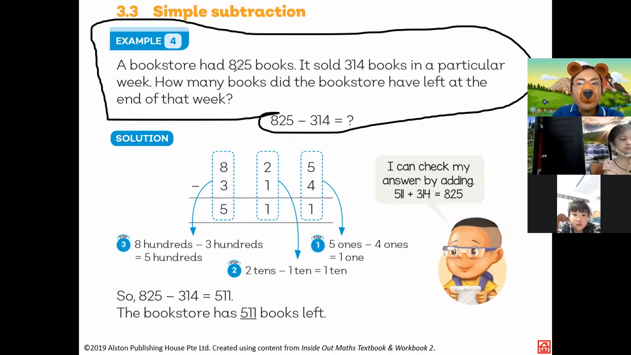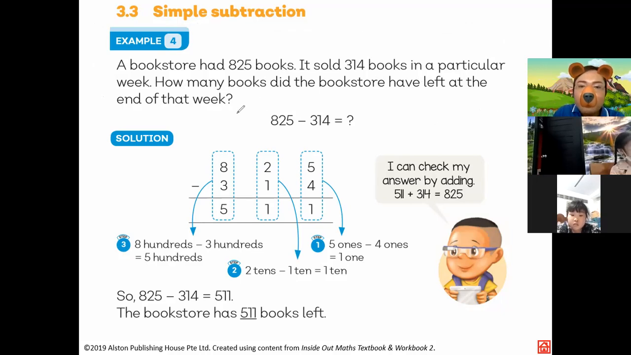Okay, I'm going to read one more time. A bookstore had 825 books. It sold 314 books in a particular week. How many books did the bookstore have left at the end of that week? Okay, so all we have to do is to minus or subtract the books, okay? First is 825 minus 314, okay? So the first step, or here's the solution.